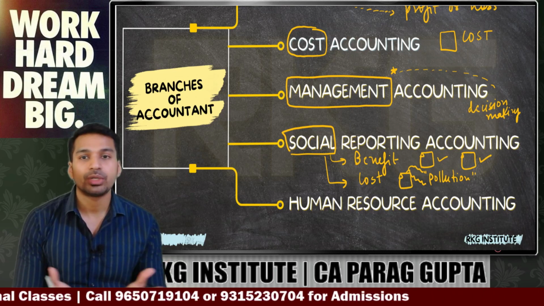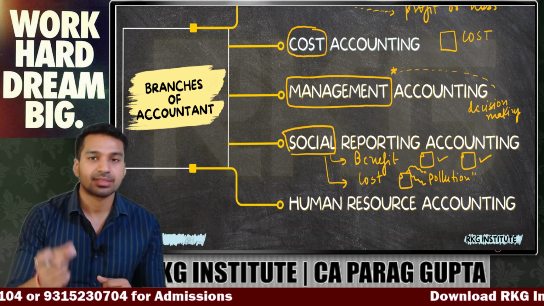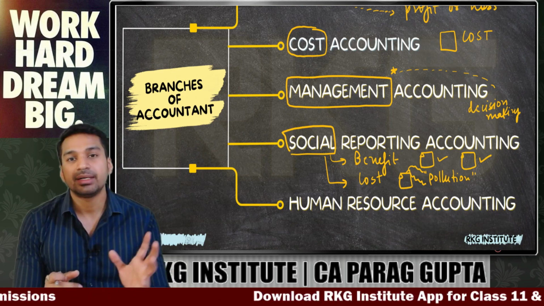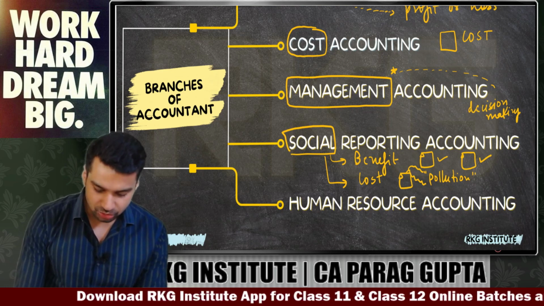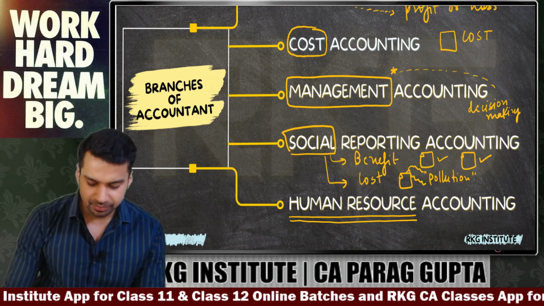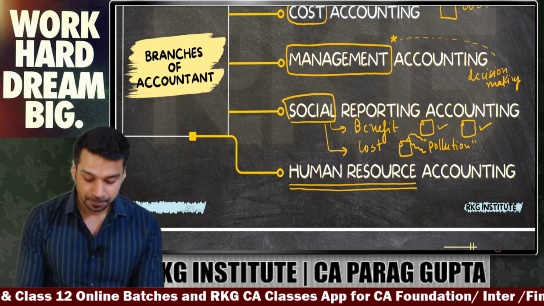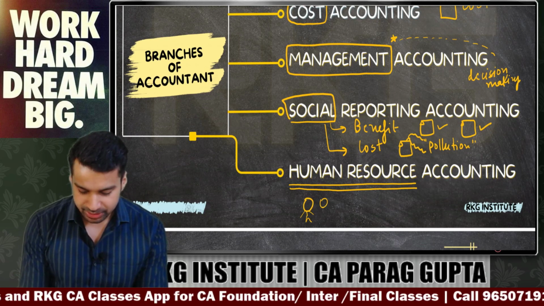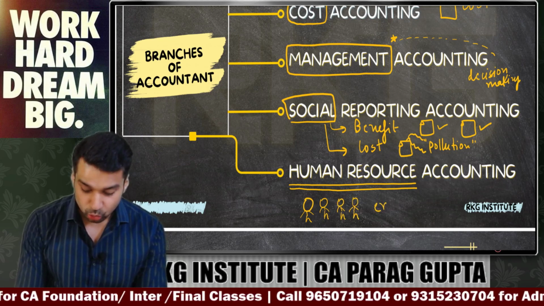So social reporting accounting basically deals with 2 things. One is the social benefit that a business is giving to the society and the other is the social cost that it is giving to the society. And the fourth and the last branch of accounting is human resource accounting. Human resource accounting is a new concept which is not as such relevant practically, but it is a theoretical concept. Let's take an example. I have 4 employees in my company. Now employees are referred to as human resource.